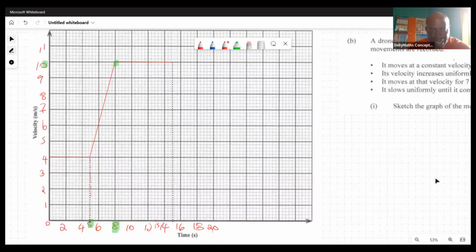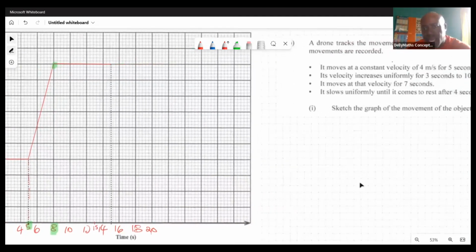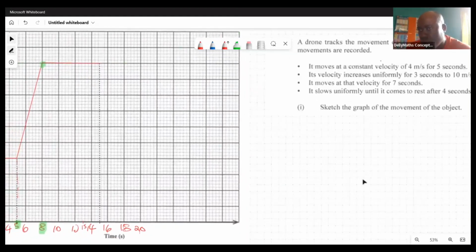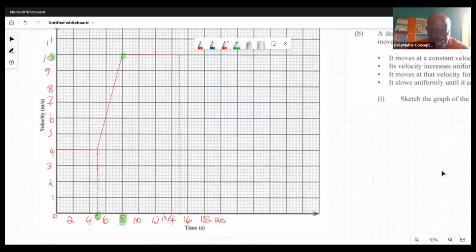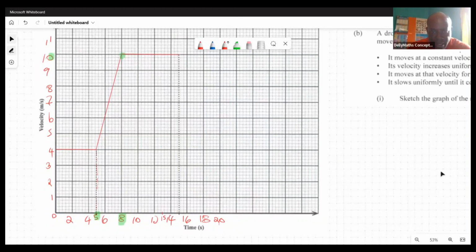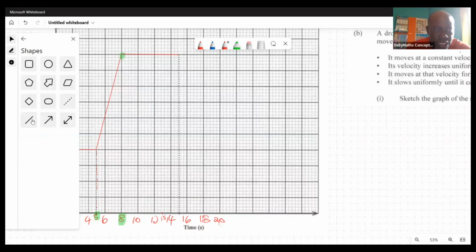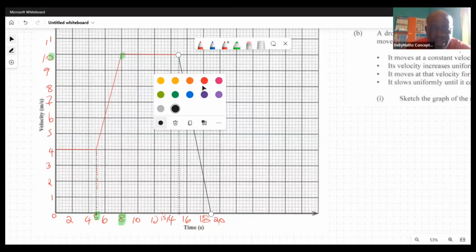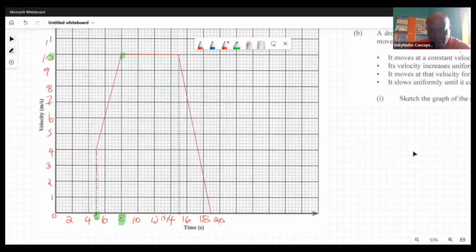And then now, for the last part, it is saying that it slows down until it comes to rest after 4 seconds. So we're going to go to 19. All right, 4 seconds and 19. So we're bringing this down to 19, which is right here, halfway between 18 and 20, right there. We'll come down to 19, right? All right, so that's 19. So we have our 19 here.